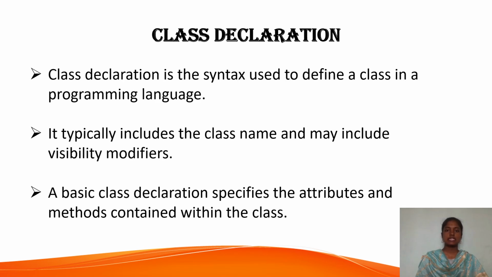Coming to the class declaration. Class declaration is the syntax used to define a class in a programming language. It typically includes the class name and may include visibility modifiers. A basic class declaration specifies the attributes and methods contained within the class.